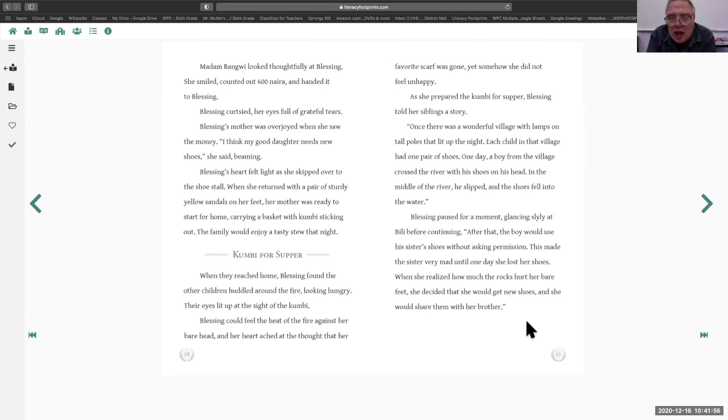Each child in that village had one pair of shoes. One day, a boy from the village crossed the river with his shoes on his head, and in the middle of the river, he slipped and the shoes fell into the water. Blessing paused for a moment, glancing slyly at Billy before continuing. After that, the boy would use his sister's shoes without asking permission. This made his sister very mad until one day she lost her shoes. When she realized how much the rocks hurt her bare feet, she decided that she would get new shoes and that she would share them with her brother.